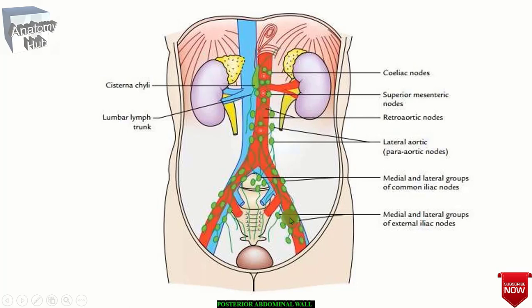Like that, here you will find the medial and lateral groups of external iliac nodes, and here you will find the medial and lateral groups of common iliac nodes, and here you will find the lateral aortic nodes, that you can see, the para aortic nodes, and here you will find the retro aortic nodes, and the superior mesenteric nodes and the celiac node. So according to the arterial branches and their divisions, the lymph nodes have their own names.